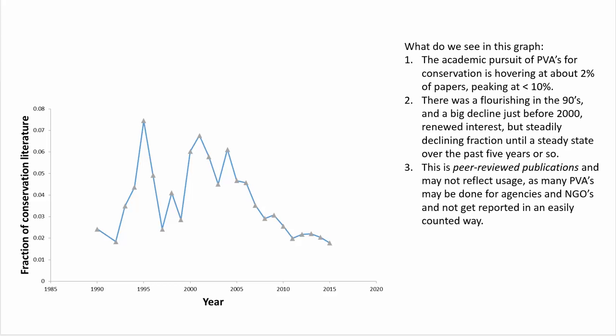They crashed at the end of the 1990s, and I'll talk for a moment about that. Then there was a resurgence in the early 2000s. But for many years now, the number of papers hasn't changed very much, and the literature is growing in size, so it seems to settle in at some kind of steady state around 2% of the literature. Of course, this is just the peer-reviewed literature, and if a zoo or an agency does a PVA, there's no guarantee that it makes it into the peer-reviewed literature.